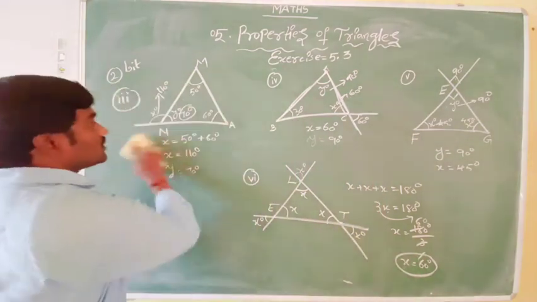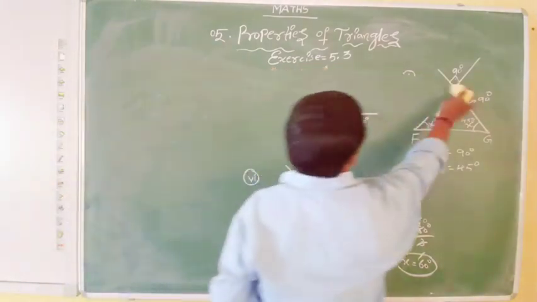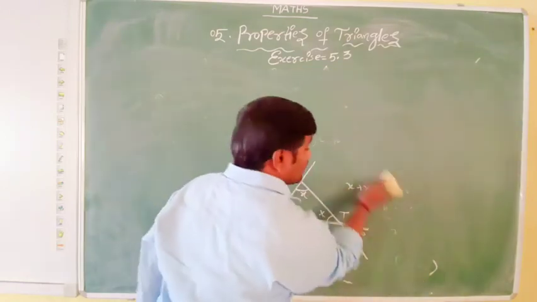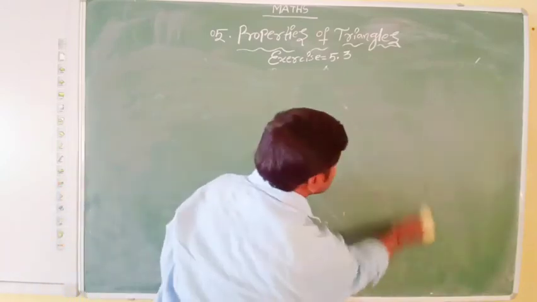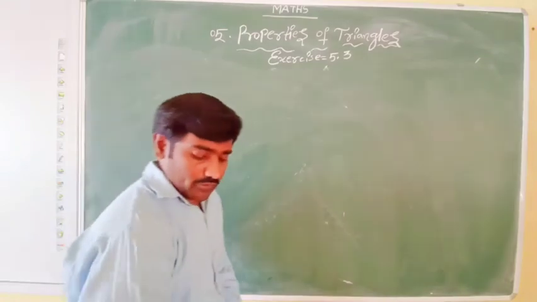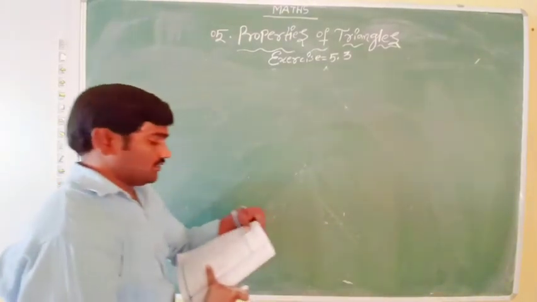So I hope you understood this bit now. We go for the third bit. There are 13 questions in this exercise 5.3. So here you have to solve very clearly in the notes so that we can understand how I did the first two problems. In the same way you have to do these problems. And see the third bit.